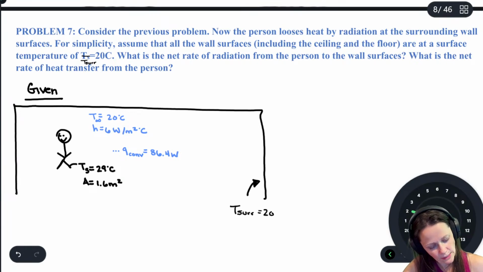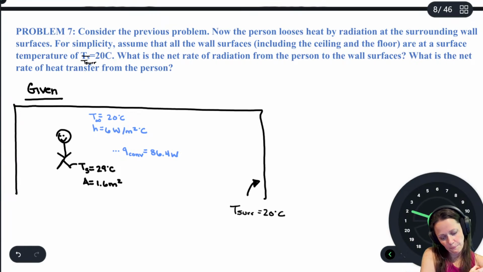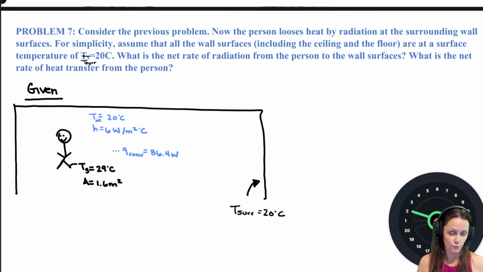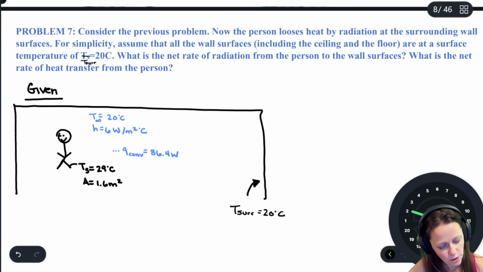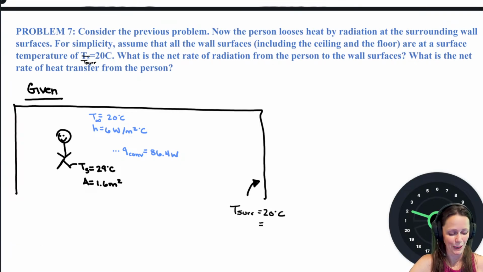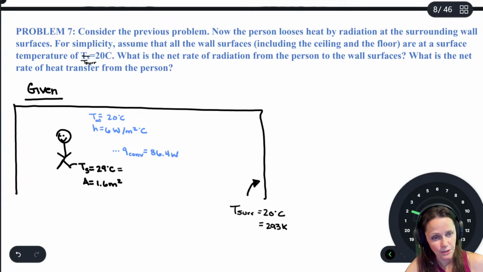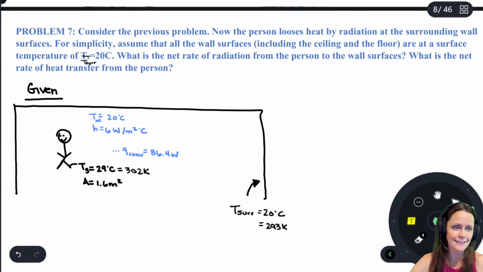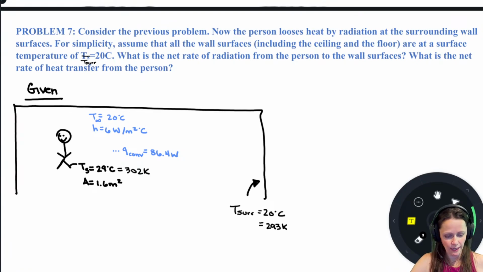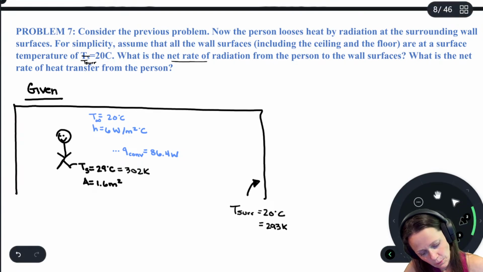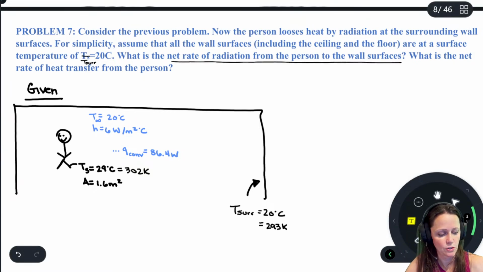This is 20 degrees. All right. And so we want to figure out the net rate of radiation between those two. First thing I want to do is, I know I've talked about radiation, so I'm probably raising some temperature to a power. So I probably want to go ahead and put this in Kelvin. So 293 Kelvin, surface temperature here. This guy is going to be 302 Kelvin. Okay. And we want to find the net rate of radiation from the person to the wall surfaces.